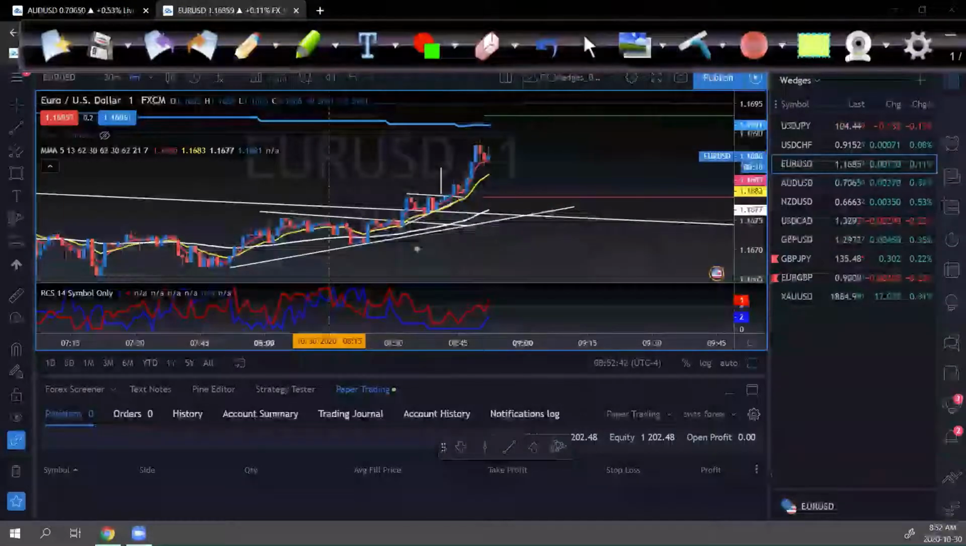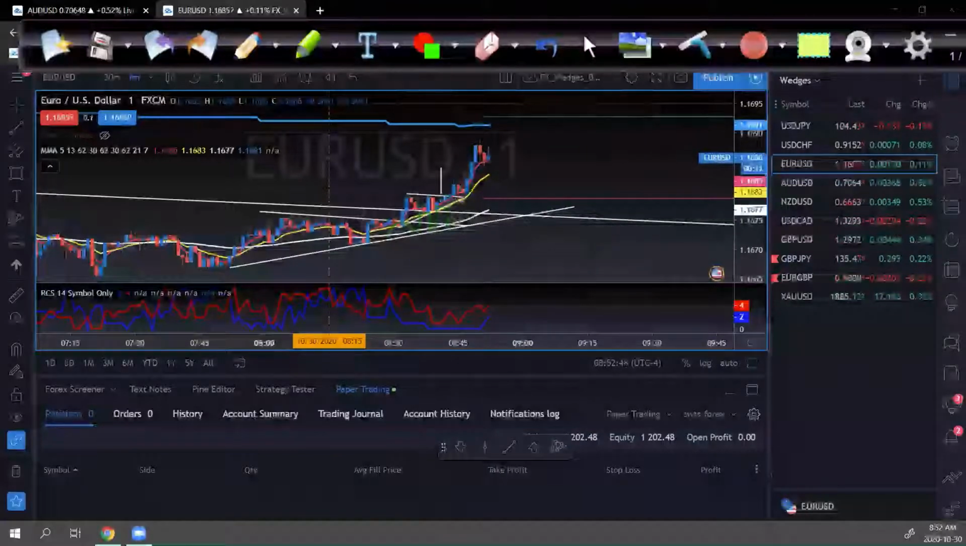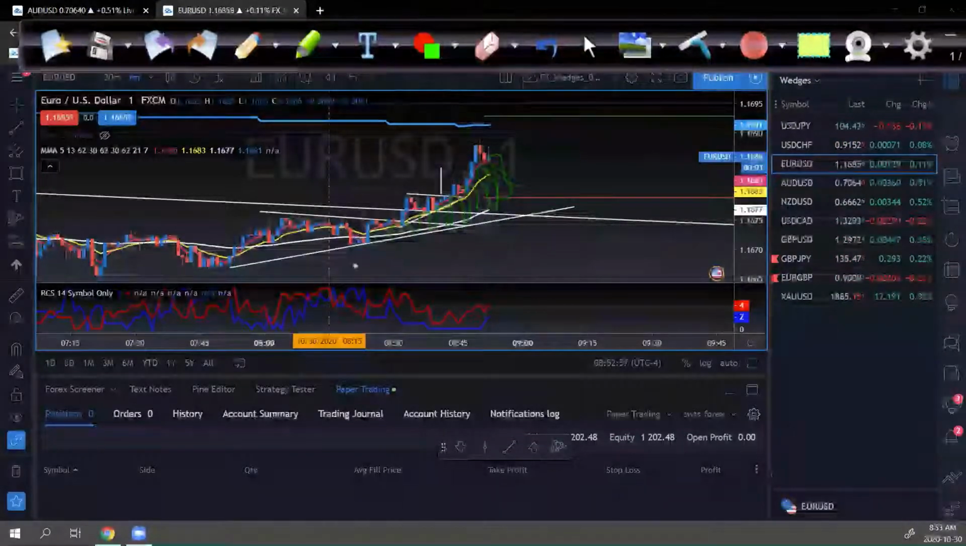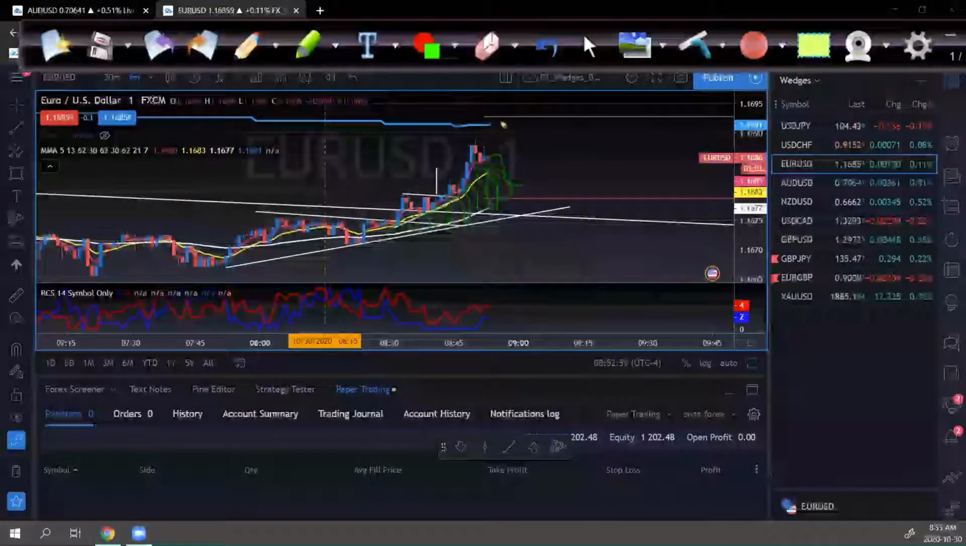Sharpen that up a bit. All right, so you see this gap here is kind of widening. As it widens, that means there's more and more momentum to the upside, because before price turns around, this line needs to come down.